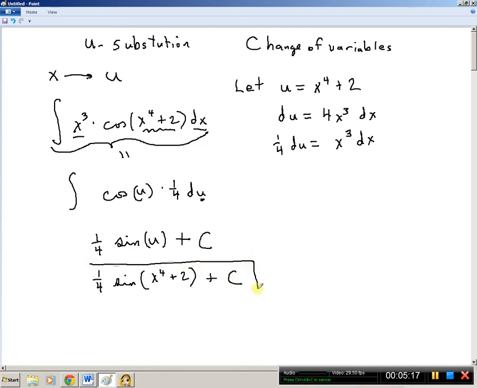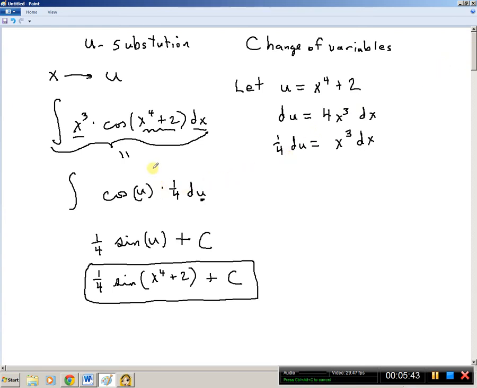Now you can check this answer easily by taking the derivative of this thing. 1/4 sits there. Derivative of sine is cosine, that's this guy, of whatever's there, x to the 4th plus 2, times the derivative of what's inside, which gives you 4x cubed. The 1/4 will cancel the 4, and you're just going to be left with x cubed. So that is the right answer. All right.